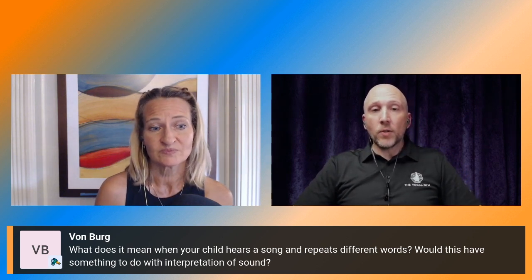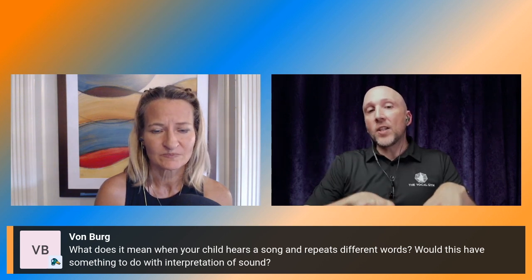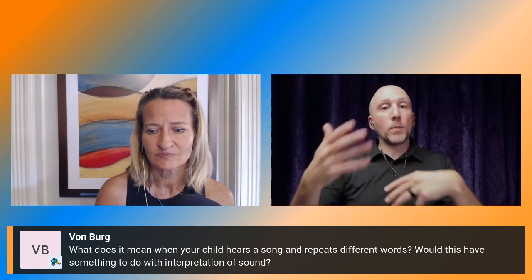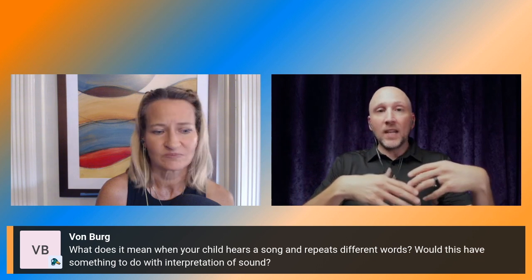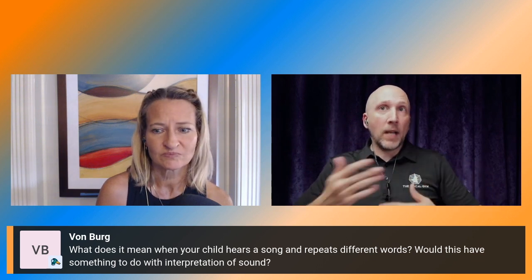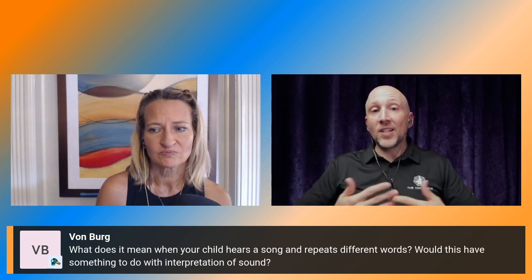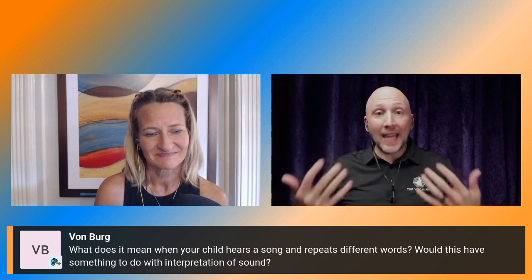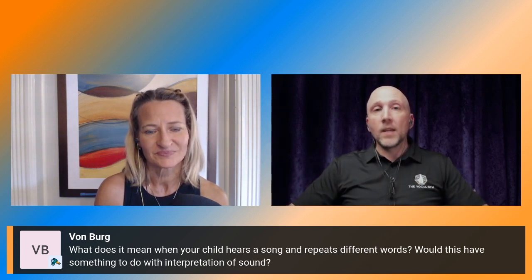That's a really interesting question. So are they matching the melody, singing the melody, but just replacing the words incorrectly? If that's the case, the question I would have with that is, are they doing it intentionally? Is it a play, exploratory thing?